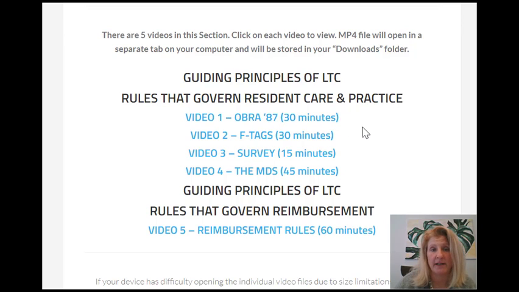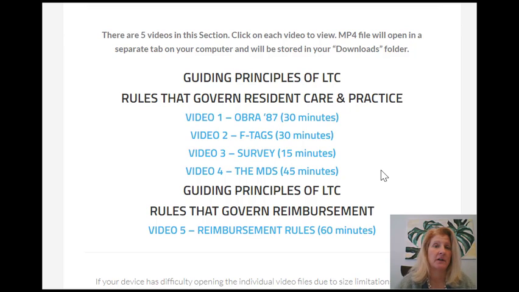We're going to go through over 87 F tags that you could potentially get on survey and which ones are more therapy related and how you can avoid them. We'll go through the survey process itself and how to have a successful survey from a therapy perspective. And we'll go through the MDS and its role in the long-term care setting.